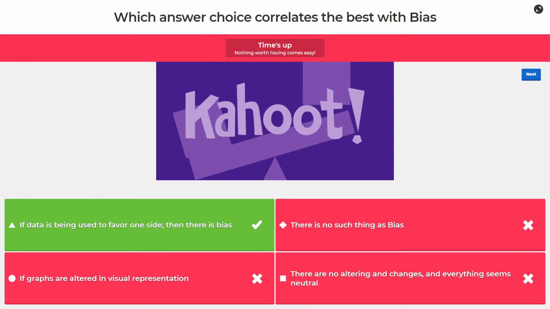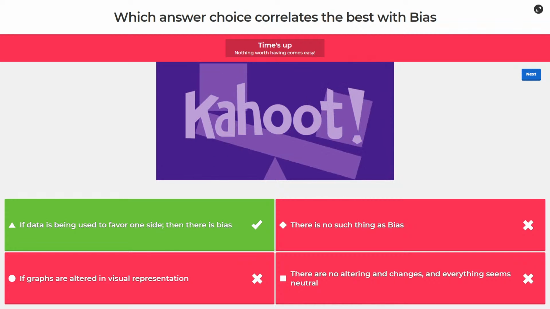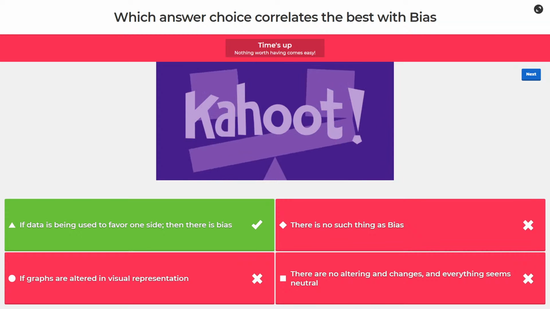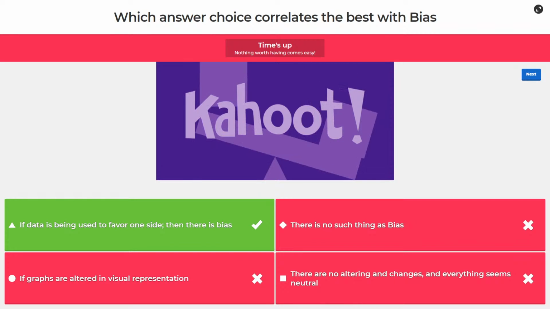First thing, there's no such thing as bias. That is completely false. Bias is a real thing. Second, there are no altering and changes. Everything seems neutral. Well, bias is never neutral. It always sways to one side.